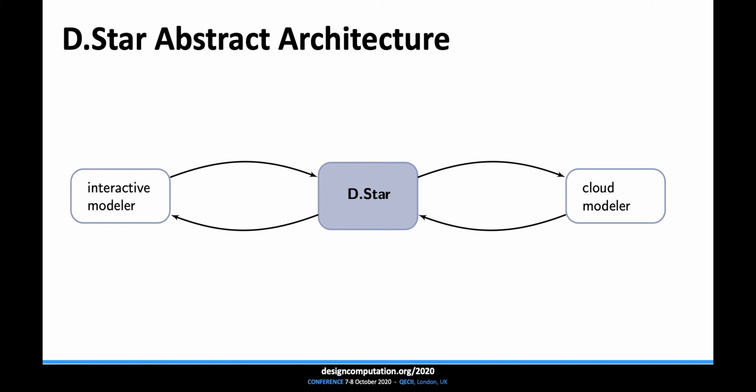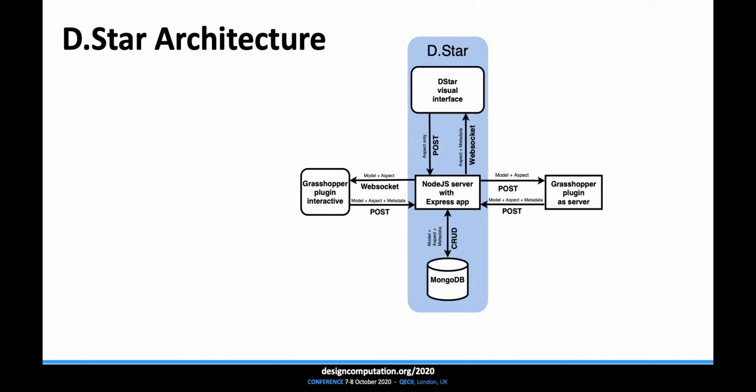The abstract design of D.Star has three parts. We have a central online gallery system that interacts with a parametric modeler with which a designer can work and provide input to D.Star, and one or more cloud modelers with which D.Star can work without designer interaction. The D.Star architecture elaborates into a more complex system involving databases, JavaScript, and frameworks such as React.